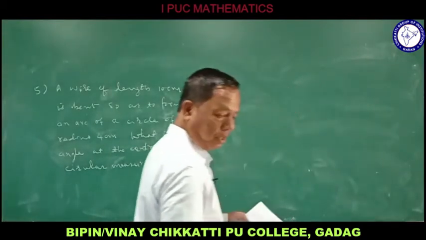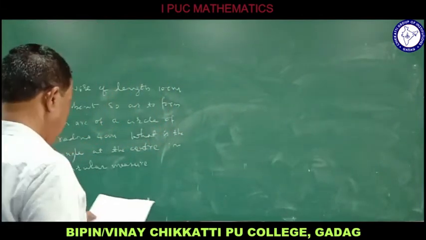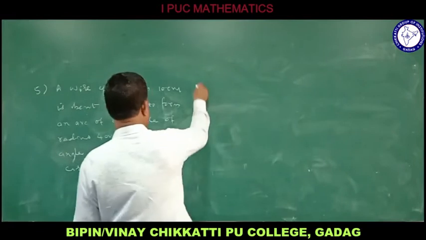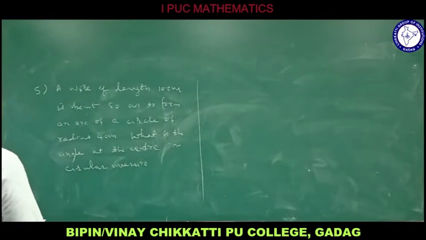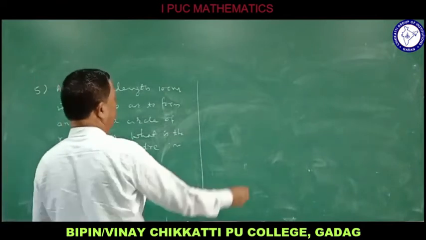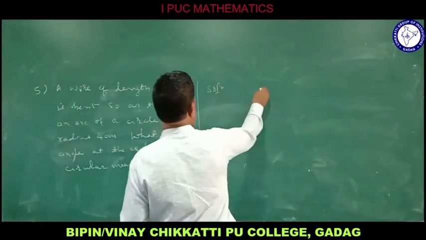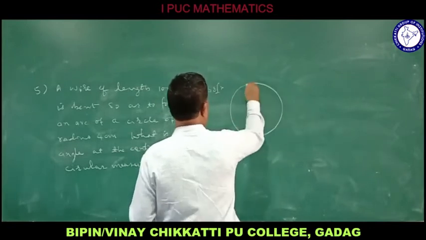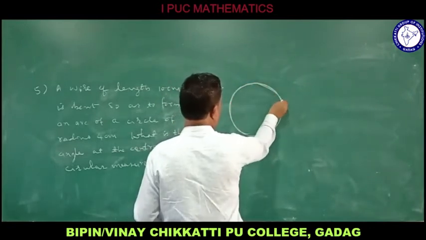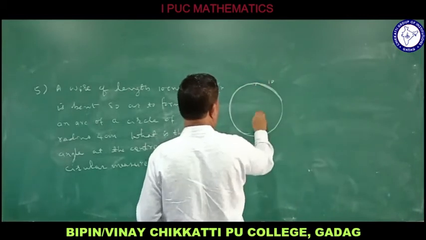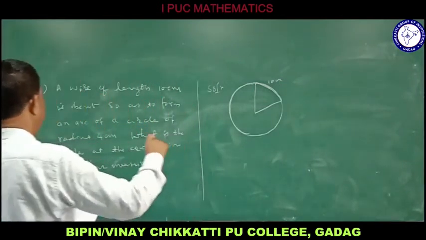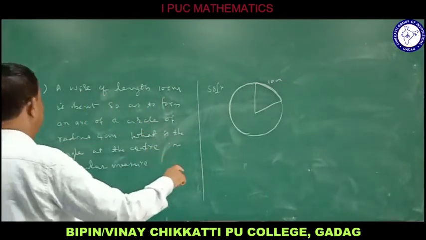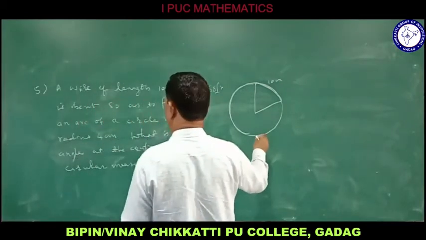And what is the question? Indirectly it is given. So try to understand that a wire of length 10 centimeter is bent so as to form an arc of a circle of radius 4 centimeter, and this 10 centimeter is the arc length.